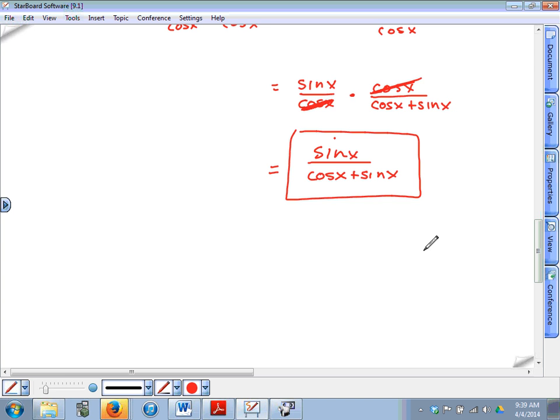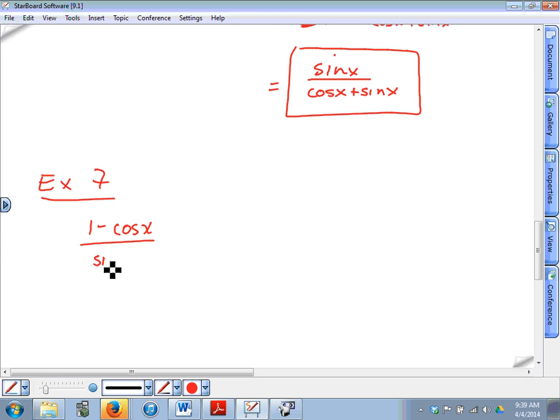Oh, here we go. This will be the culminating one. Example 7. Okay, be patient and long-suffering. One minus cosine of x over sine of x plus sine of x over 1 minus cosine of x equals 2 cosecant of x.